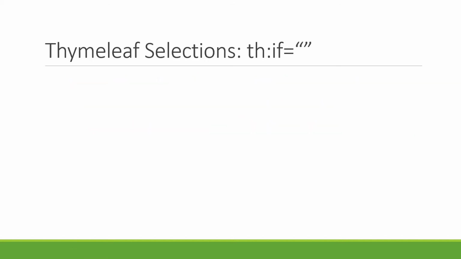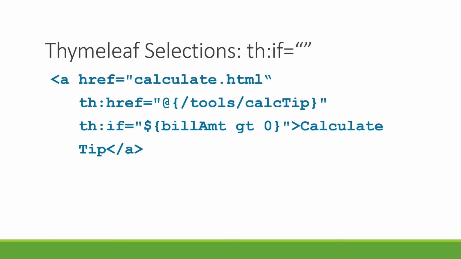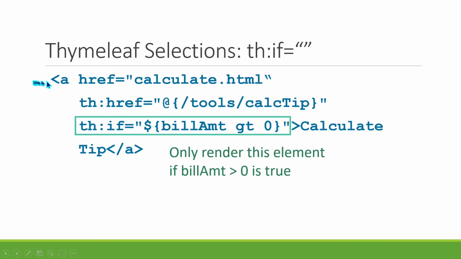Now here's where things get super interesting. You can perform selections using a Thymeleaf attribute, or basically just if statements. It's really cool. So the th:if attribute allows you to display the element it's attached to only if the condition in the quotes is true. Does that sound cool? Here's an example. Here I have a link, a href equals whatever, and then what I've done is I've added th:if, and this expression, bill amount. Remember that we can't use the greater than symbol, so I just use GT for greater than.